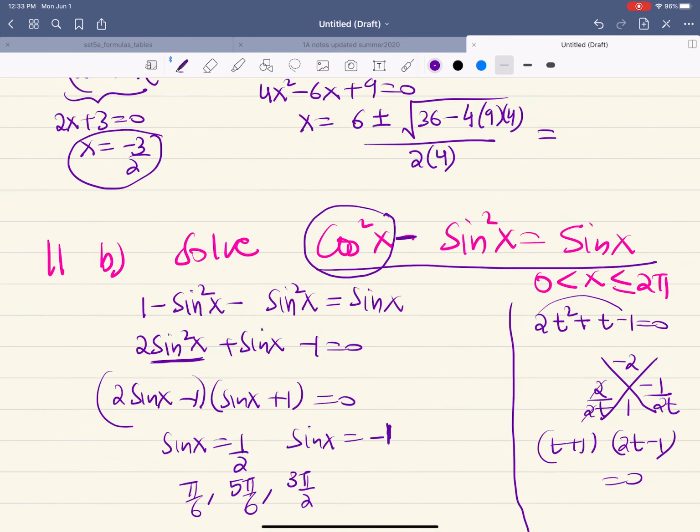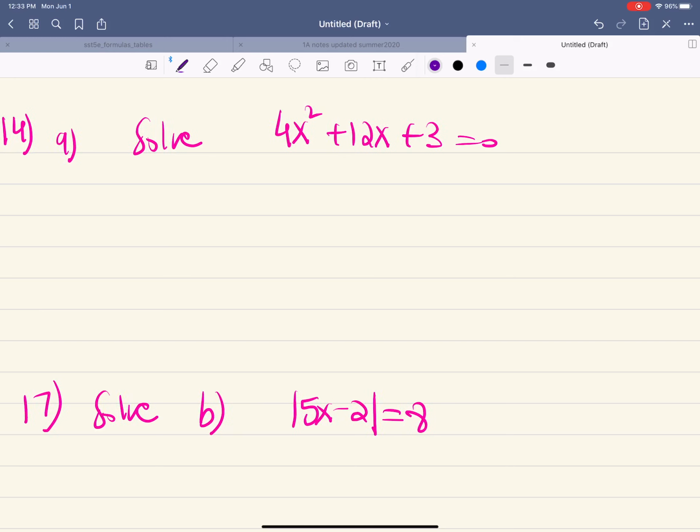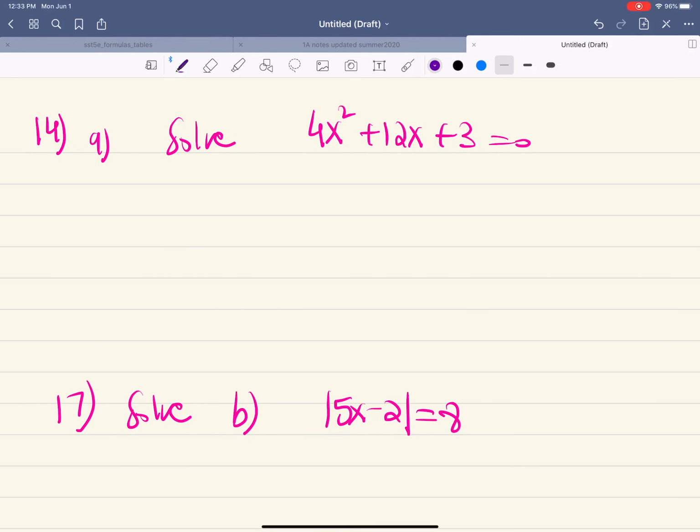Let me see if this page was all done. Yeah. Number 14, got to solve 4x squared plus 12x plus 3 equal to 0. Okay, so it's a quadratic equation. How do I solve this equation? Let's see. Is it factorable? Can I think of two numbers that multiply to give me 12 and add to give me 12? Nope. There's no two numbers like that, so not factorable. That means I have to use the quadratic formula. My a is 4, b is 12, c is 3.